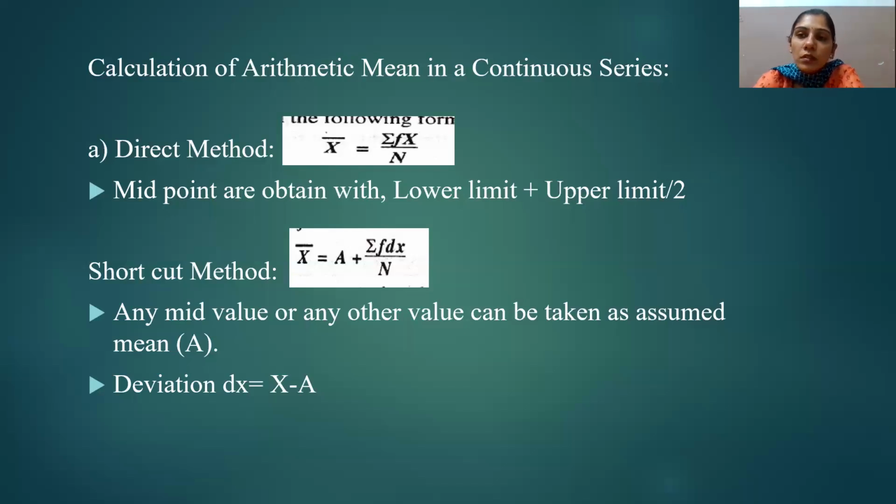Under this method, any mid value or any other value can be taken as the assumed mean, which is A, as we have also discussed in the earlier two series. And deviation dx is equal to x minus A. When we discuss the question, we will understand it in detail.